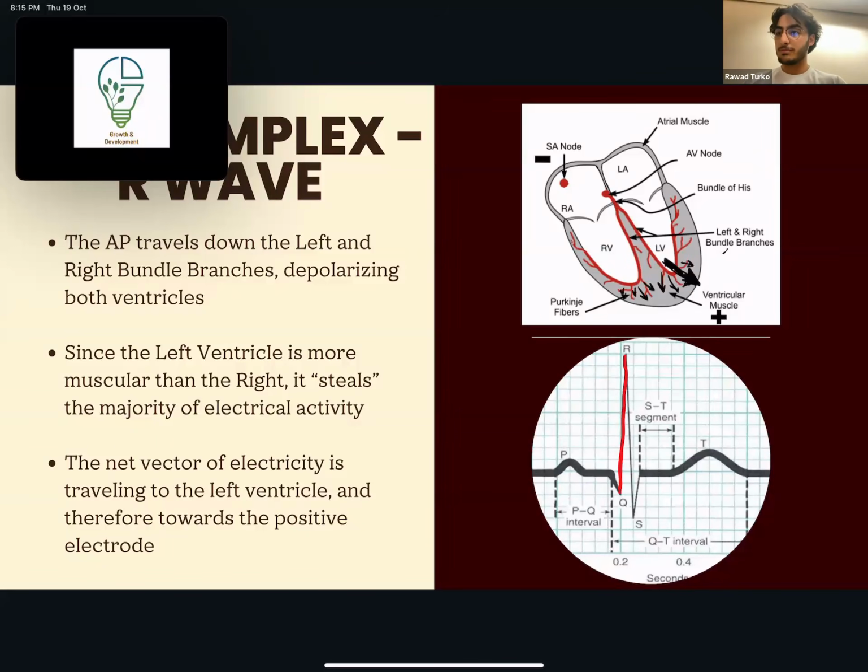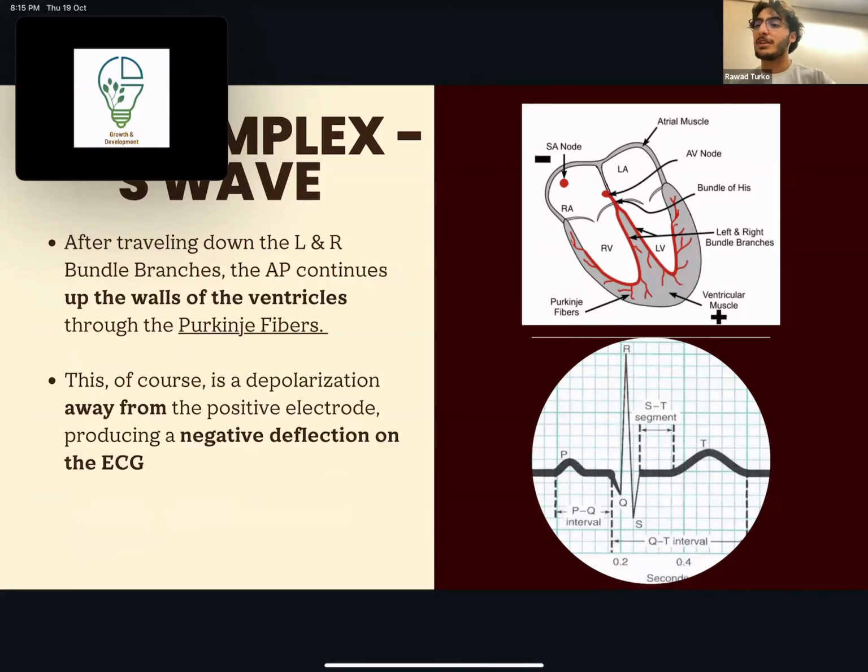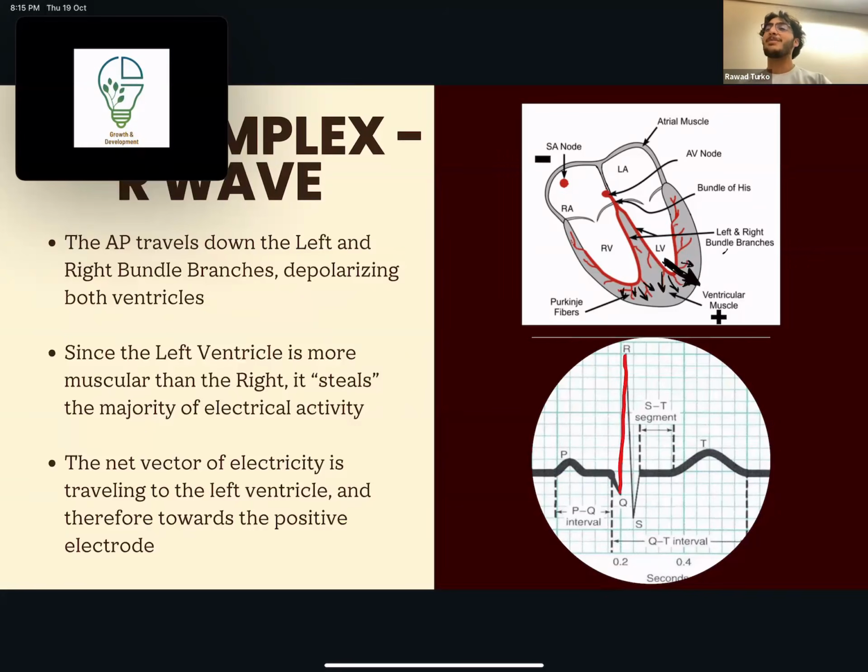Oh, sorry about that. I skipped something completely. My bad, guys. I skipped the actual depolarization of both ventricles. Before we get to the Purkinje fibers, the action potential travels the left and right bundle branches, depolarizes the intraventricular septum, and it continues down the left and right bundle branches. So as it's going down, it's going to depolarize a little bit of the intraventricular septum, and then it's going to keep moving down.